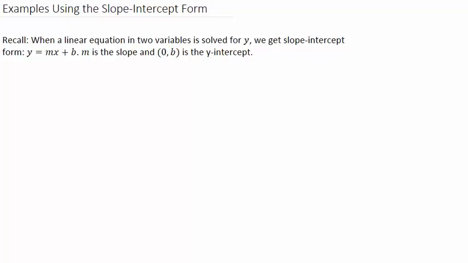All right, let's work some examples using the slope-intercept form of a linear equation in two variables. And I've just reminded you here, when a linear equation in two variables is solved for y, meaning y is by itself on one side, we get slope-intercept form, which is y equals mx plus b. M is the slope, and the ordered pair (0, b) is the y-intercept. Okay, so let's do our first example.